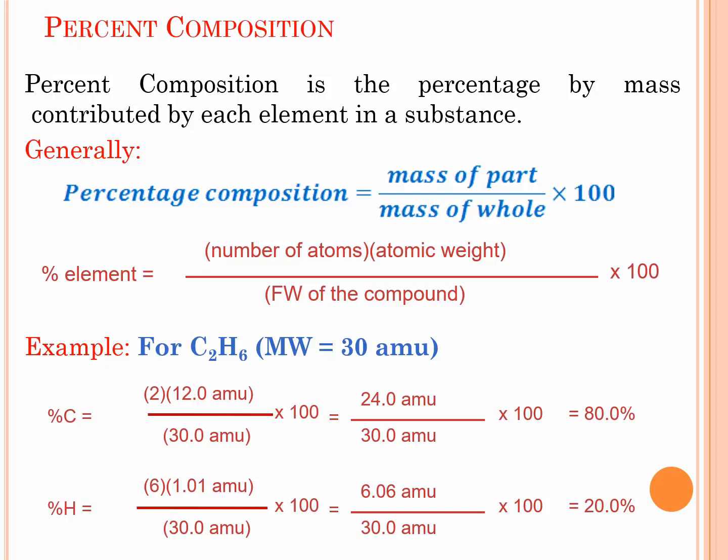Now, example for C2H6, molecular weight is 30 AMU. Percentage of carbon, we have 2 atoms times 12 divided by 30 times 100, so it is 80%. Percentage of hydrogen, we have 6 atoms times 1 divided by 30 times 100, and we have 20%. So this is the percent composition: carbon 80 and hydrogen 20. Notice that the sum of them is equal to 100.